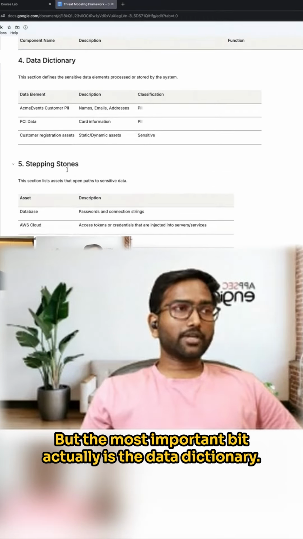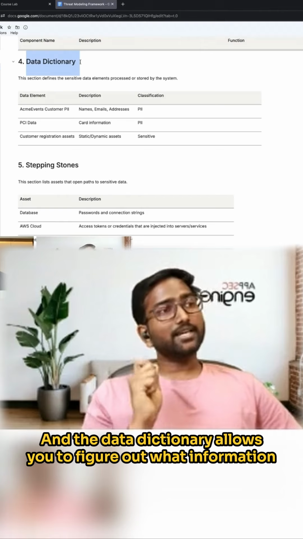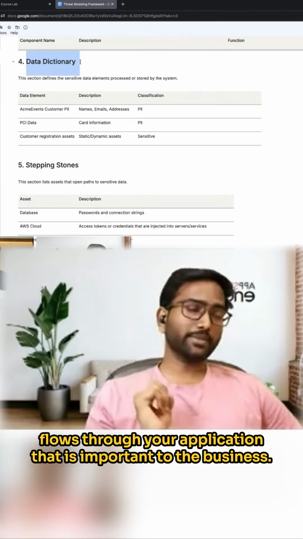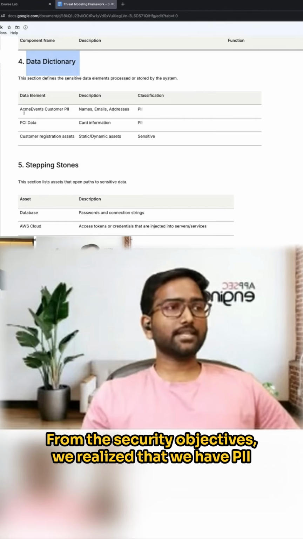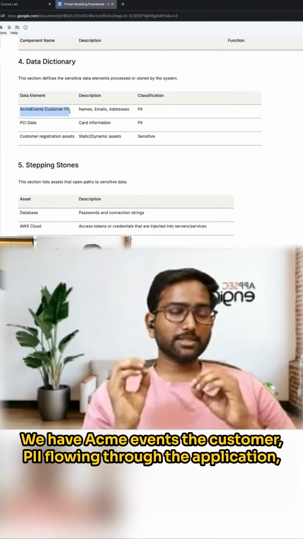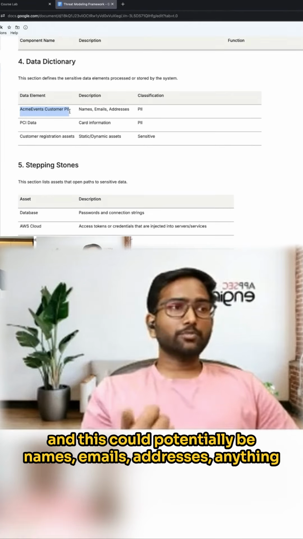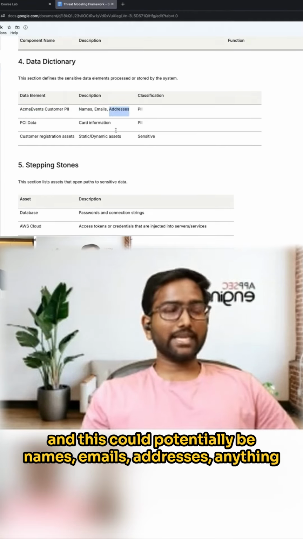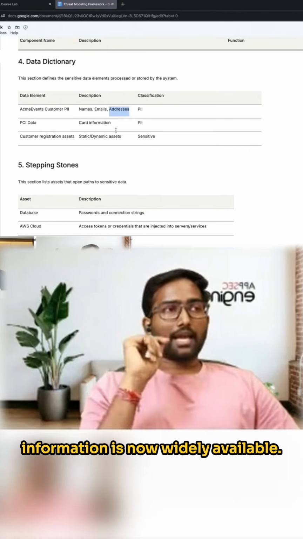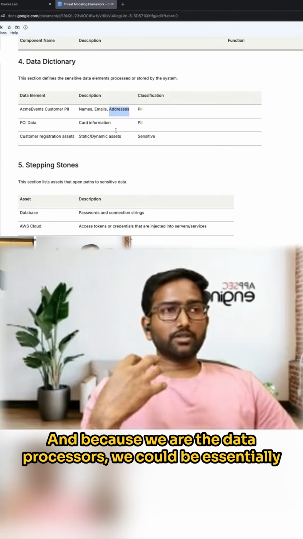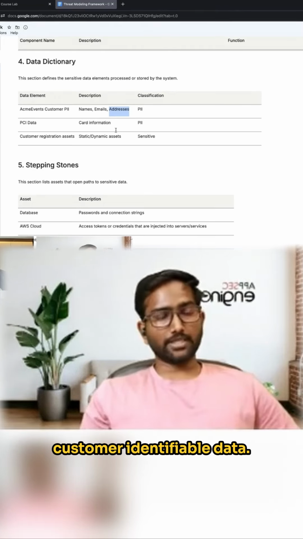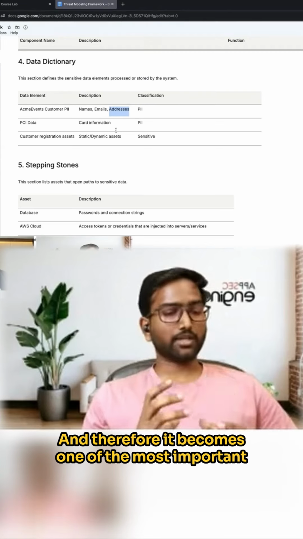But the most important bit actually is the data dictionary. And the data dictionary allows you to figure out what information flows through your application that is important to the business. From the security objectives, we realize that we have PII in terms of two things. We have Acme events, the customer PII flowing through the application, and this could potentially be names, emails, addresses, anything that could be leaked would essentially mean that customer's information is now widely available. And because we are the data processors, we could be essentially leaking tens of thousands, if not hundreds of thousands of customer identifiable data. And therefore, it becomes one of the most important things that we have to protect.